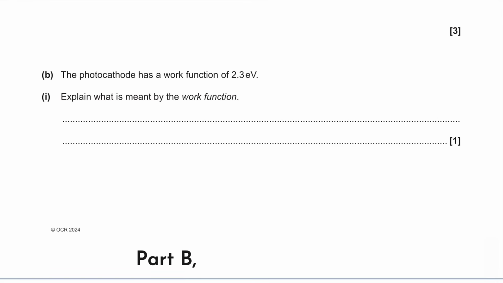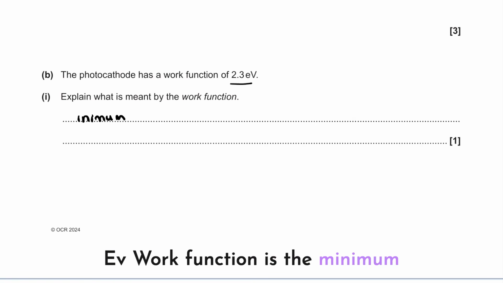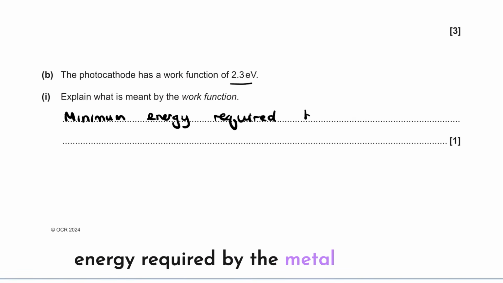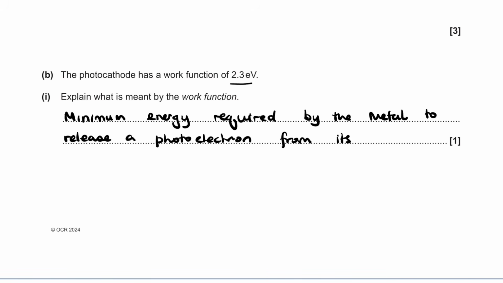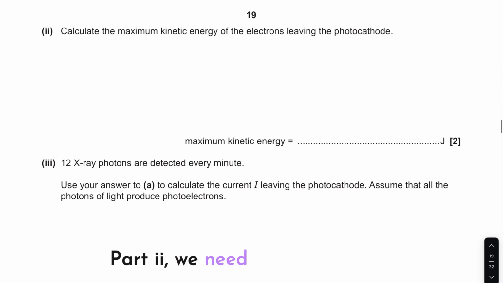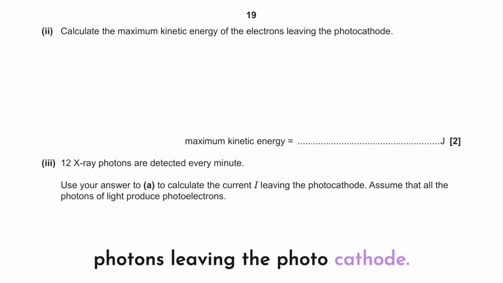Part B, the photocathode has a work function of 2.3 eV. Work function is the minimum energy required by the metal to release a photoelectron from its surface. Part II, we need to calculate the maximum kinetic energy of the photons leaving the photocathode.